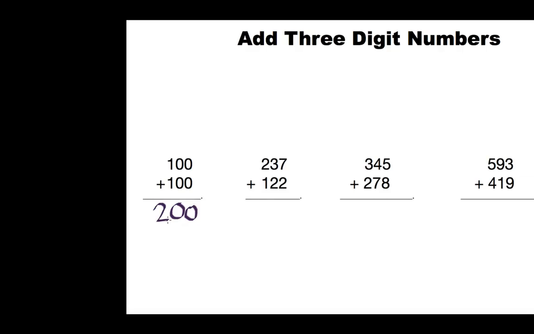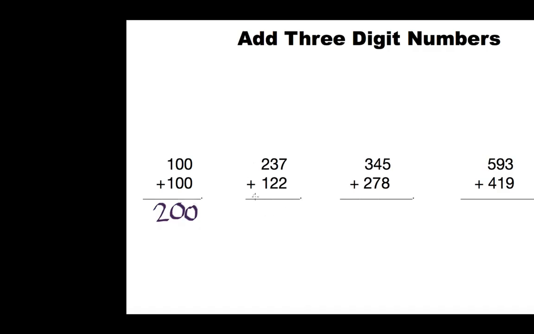This is just a simple lesson. 100 plus 100 equals 200. 0 plus 0 is 0, 0 plus 0 is 0, and 1 plus 1 is 2. Let's look at our next problem.